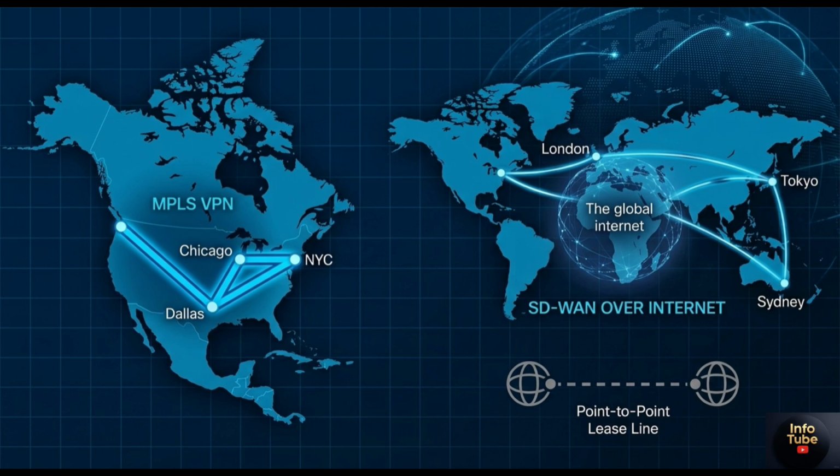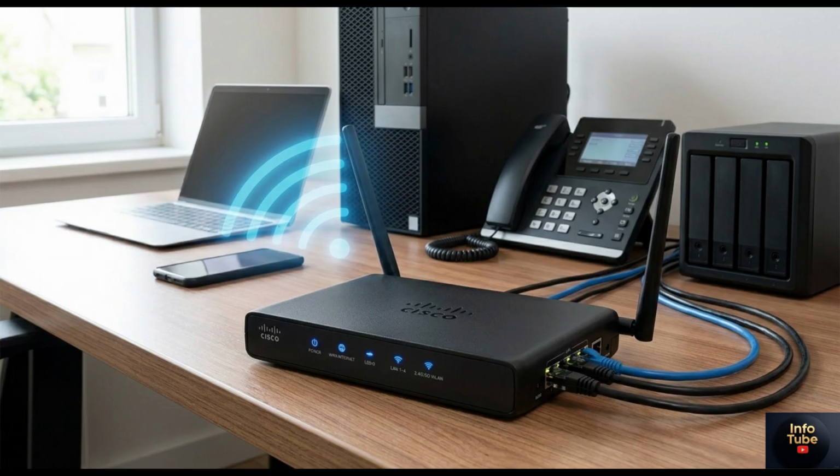Now for Objective 1.2e, SOHO, which stands for Small Office Home Office. This is the simplest topology of all. It usually consists of a single integrated device that acts as a router, a switch, and a wireless access point all in one. If you work from a spare bedroom or run a small local shop with just a few computers, you are using a SOHO network.